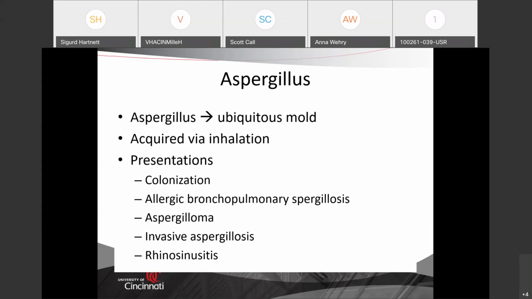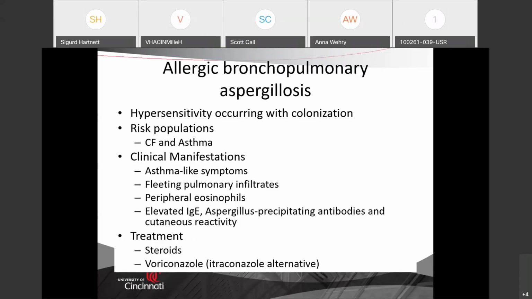You can have just colonization, so we can bronch somebody because we wanted to look at a nodule for malignancy, and they have malignancy, but it grows in the bronch. You can have more of an allergic component, so allergic bronchopulmonary aspergillosis, or ABPA. You can have an aspergilloma, you can have invasive aspergillosis, or rhinosinusitis.